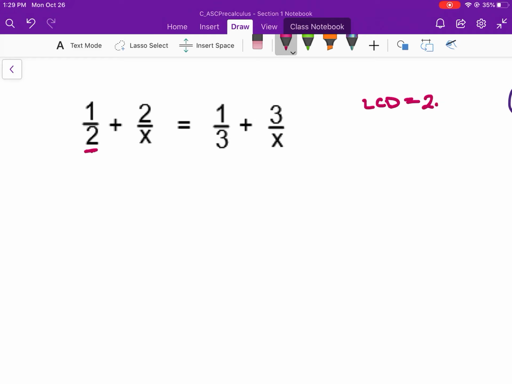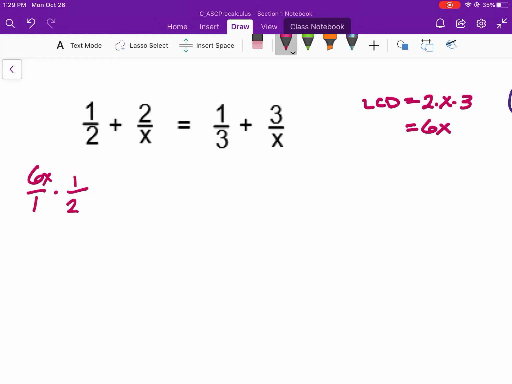So if you're not good at it, you can just start, well, I need a 2, times, I need an x, haven't written that yet, x. I need a 3, and then I get to the last one, x, and I say, wait, I already wrote an x here, so I don't have to write it again. So my LCD is just 6x. Okay, now I'm going to multiply every term by 6x.